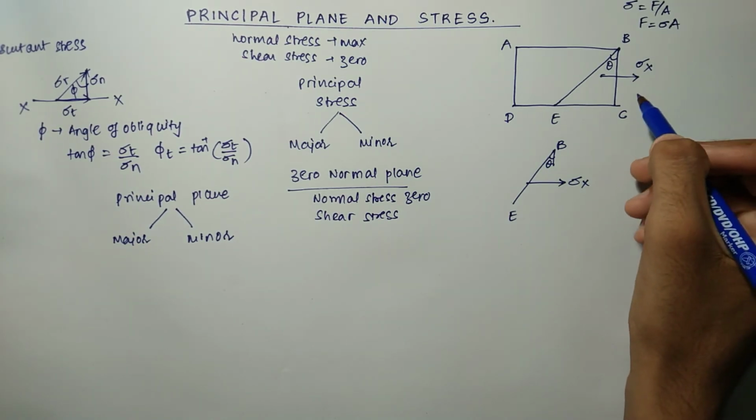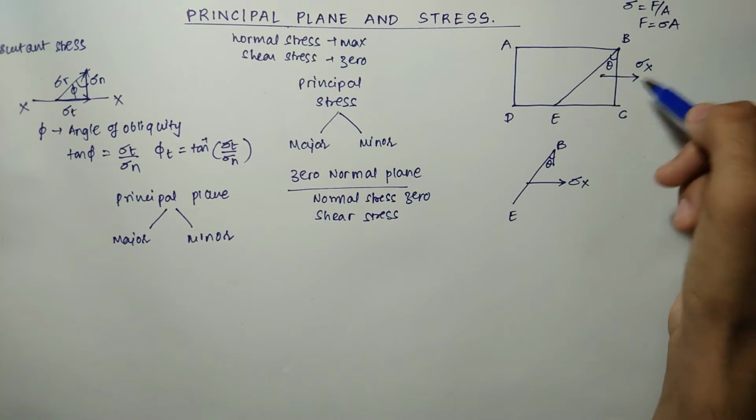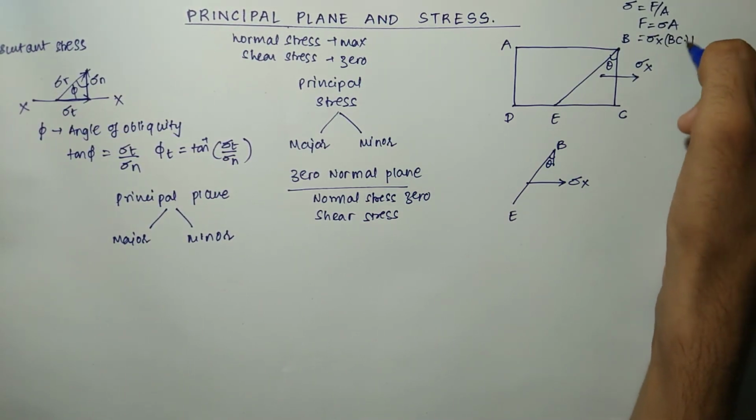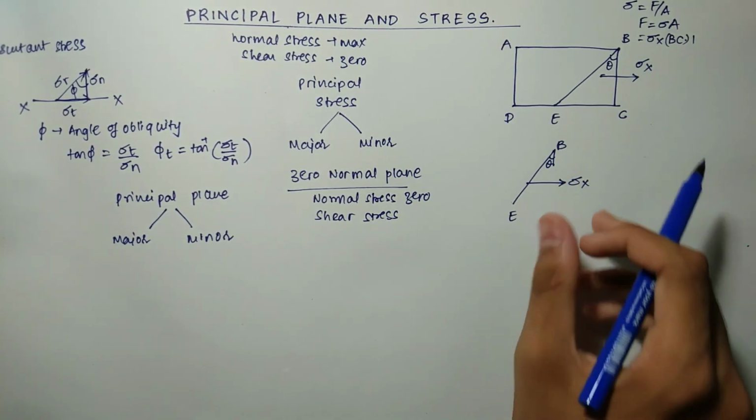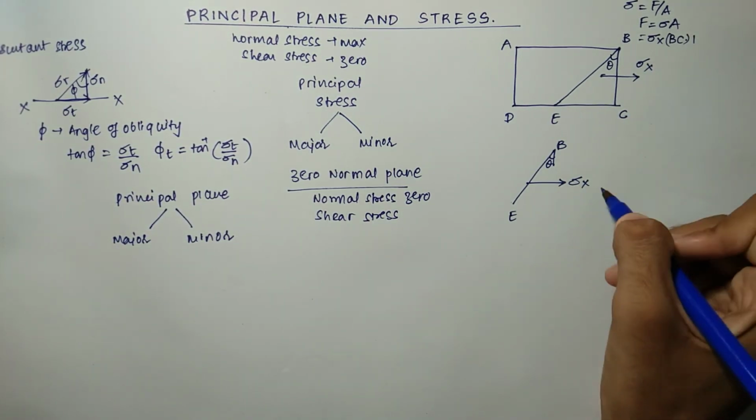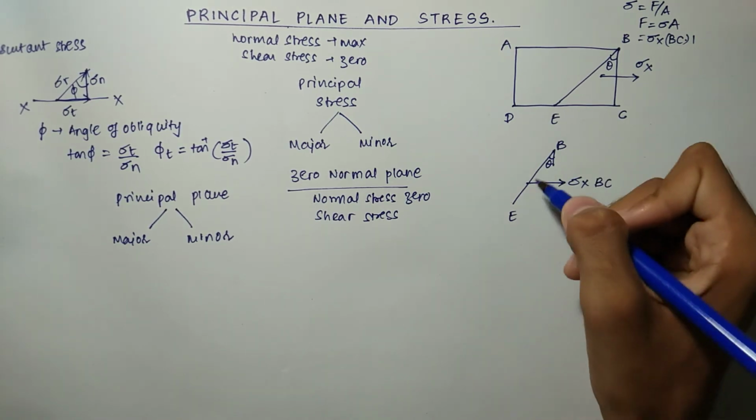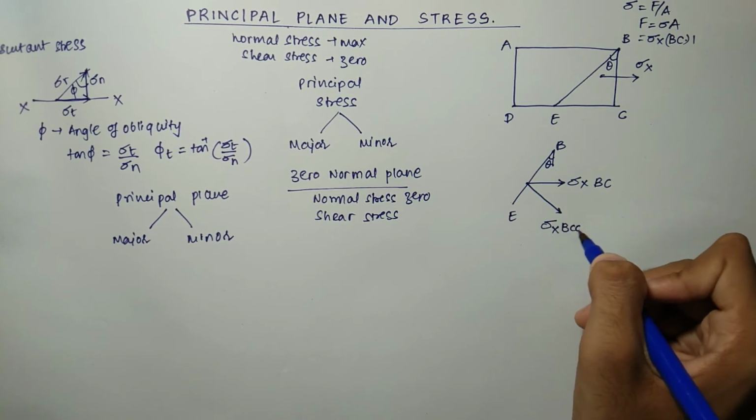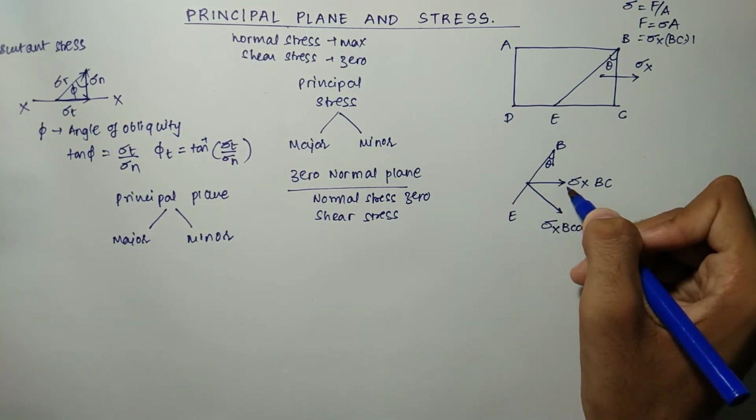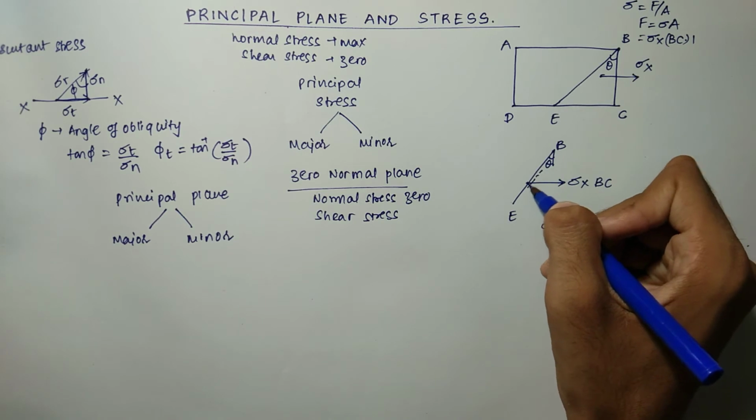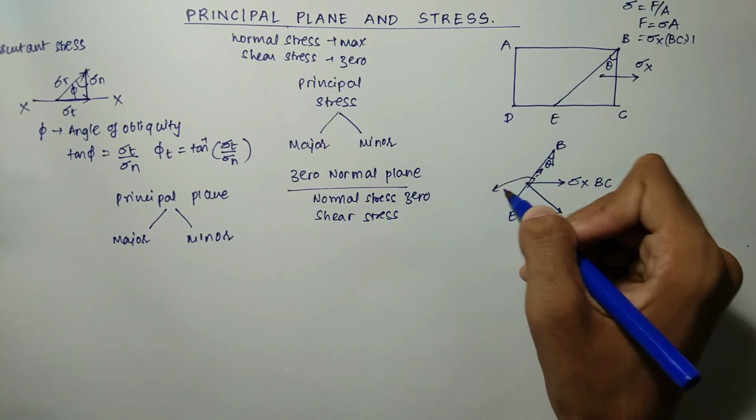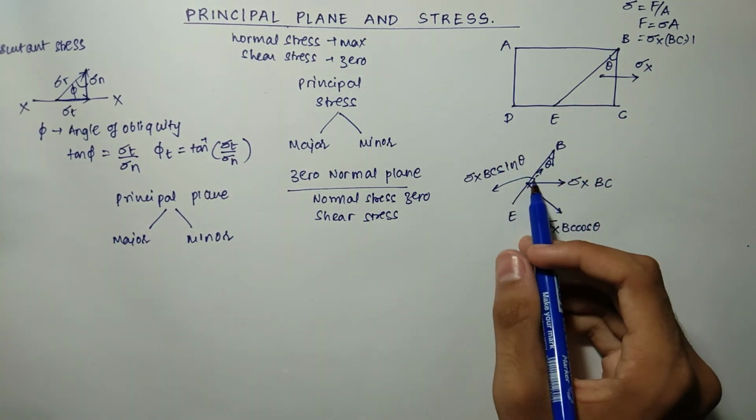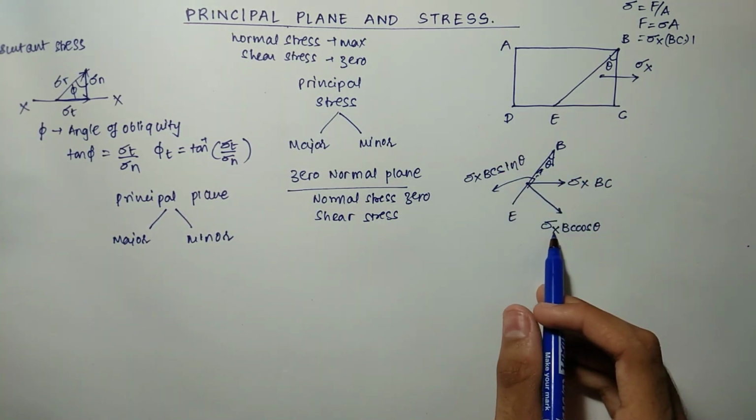Here the cross section area would be nothing but BC into 1, as it is of unit thickness. Therefore sigma x into BC into 1, or one can write sigma x into BC. So here we would also be considering the force component only. We get the two components as sigma x BC cos theta, and another one, this component, as sigma x BC sin theta. This is a tangential component and this is a normal component.